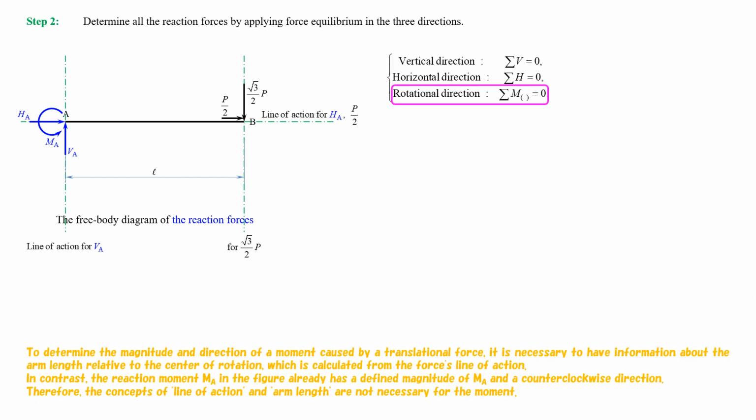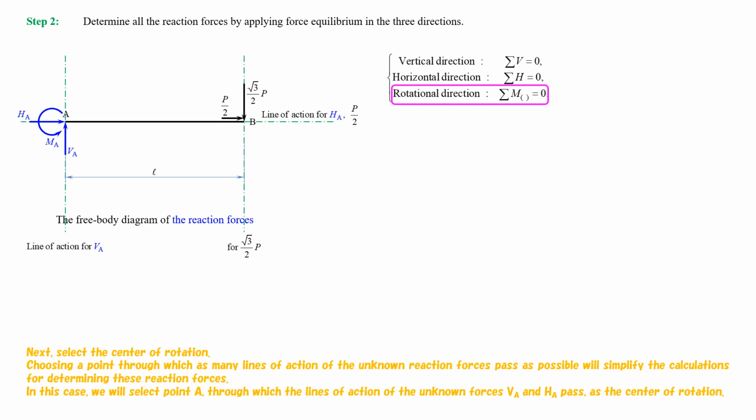To determine the magnitude and direction of a moment caused by a translational force, it is necessary to have information about the arm length relative to the center of rotation, which is calculated from the force's line of action. In contrast, the reaction moment, MA, in the figure, already has a defined magnitude of MA, and a counterclockwise direction. Therefore, the concepts of line of action and arm length are not necessary for the moment.